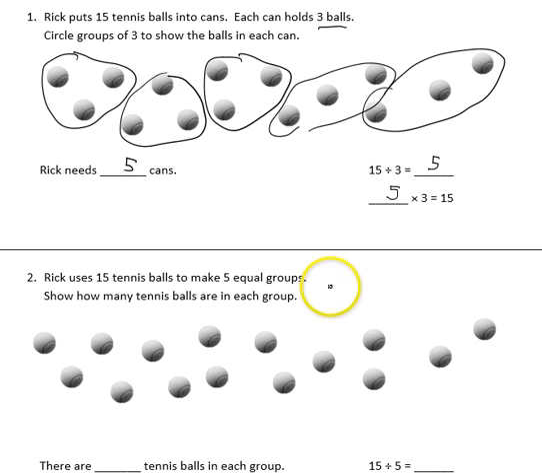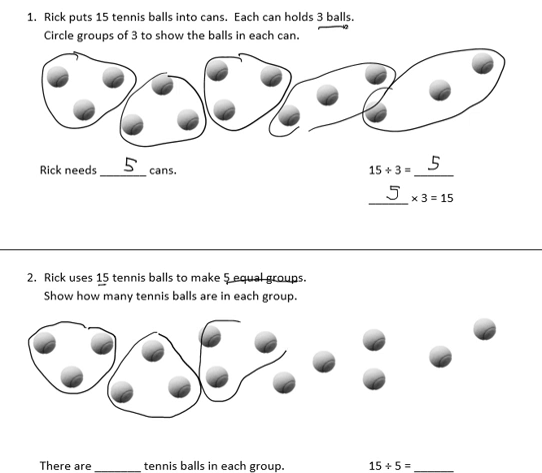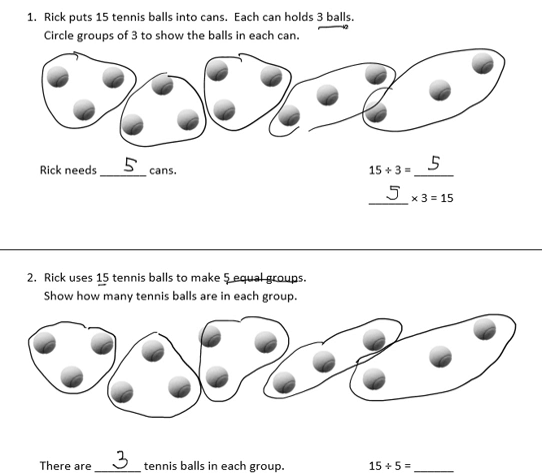Now let's look at this question. Again, Rick uses 15 tennis balls to make 5 equal groups. Show how many tennis balls are in each group. So I know I need 5 equal groups, and since I have 15, I know that I need 3 in each group. So it's a similar premise to the first question, it's just worded differently. So now, if I look at my statement, there are 3 tennis balls in each.